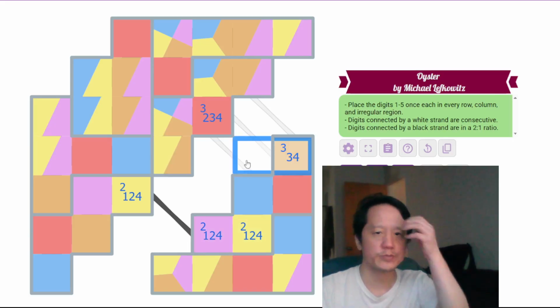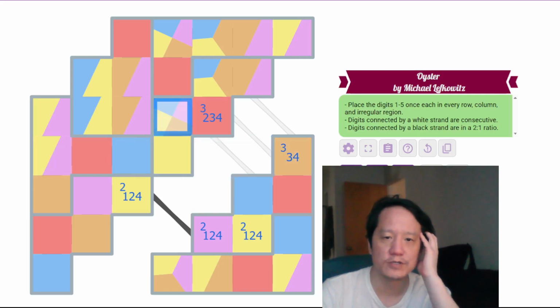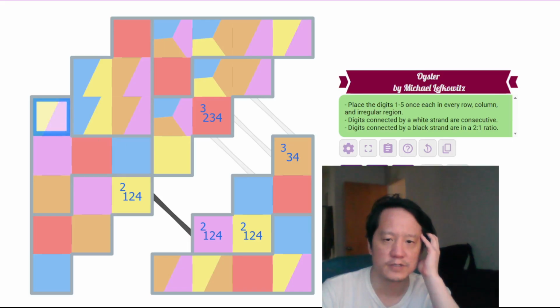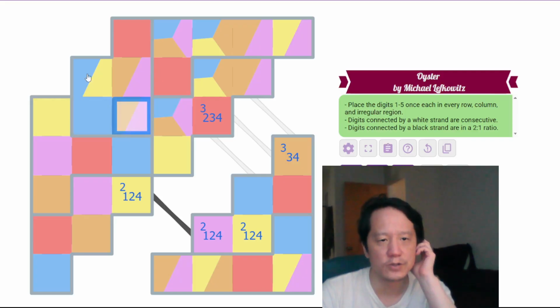This can't be orange because of orange in the row. So this is yellow, which eliminates yellow from the rest of the column and row. So this can't be yellow, that's pink, which means this can't be pink, that's yellow. That eliminates yellow from here, so this can't be yellow, that's blue, which eliminates blue from here, that's yellow. This cannot be blue anymore.